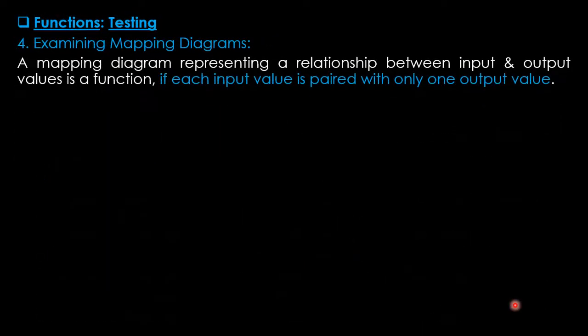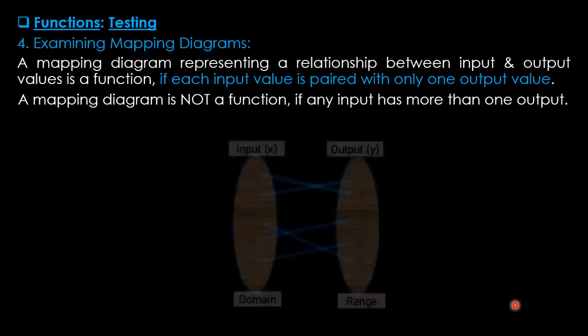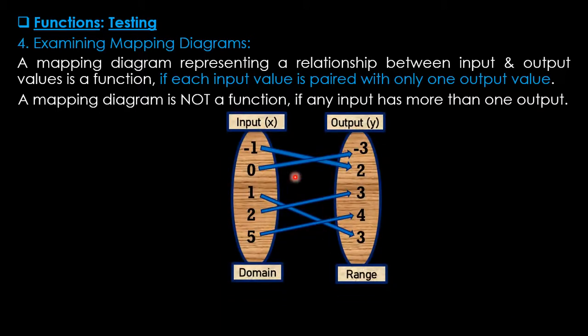Examining mapping diagrams. A mapping diagram representing a relationship between input and output values is a function if each input value is paired with only one output value. A mapping diagram is not a function if any input has more than one output. Suppose this is an example mapping diagram. So -1, 0, 1, 2, 5, these are the x values, these are the y values. We can see any x value or any input is paired with only one output. That's why it is denoting a function.